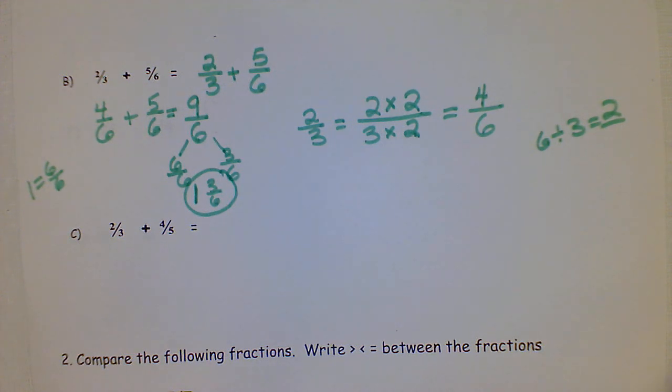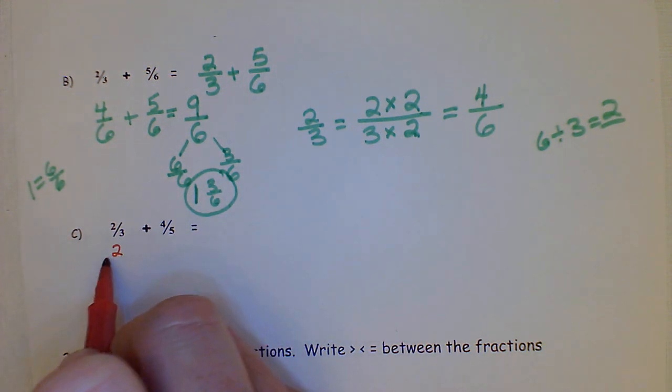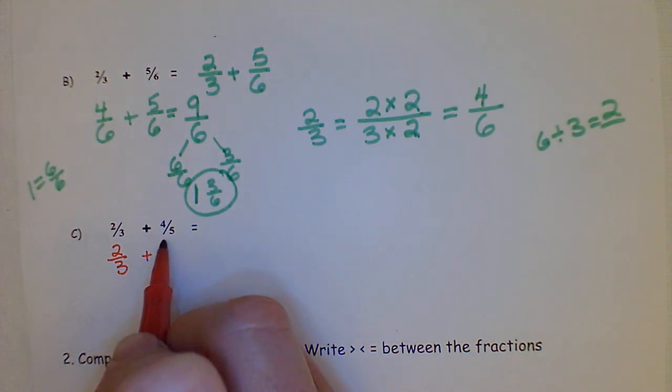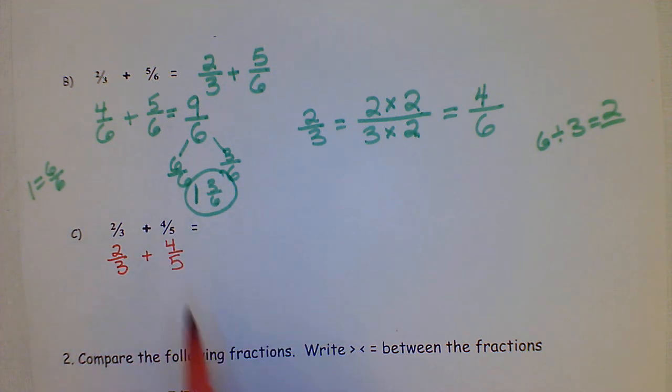Okay, so let's take a look at this one. And we can see that we have 2/3 plus 4/5. If you want to, you can rewrite it. So I'm going to go ahead and do that. I'm going to write it right here. So we have 2/3 plus 4/5.